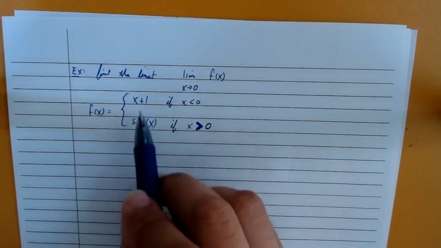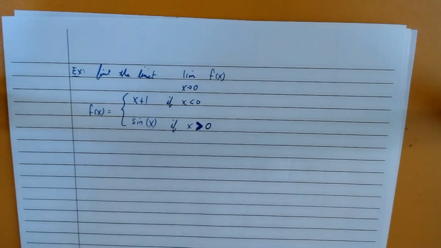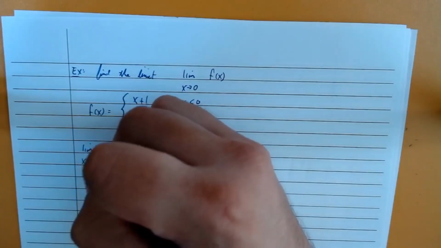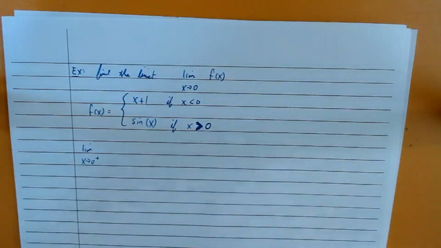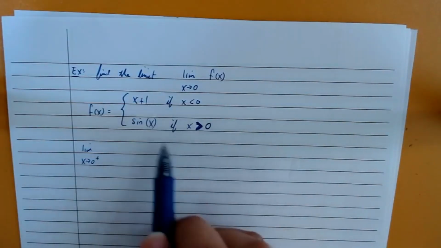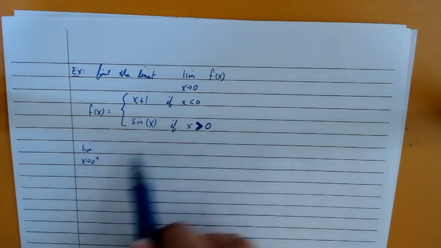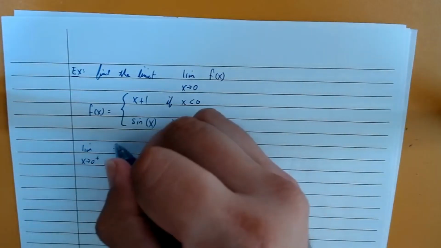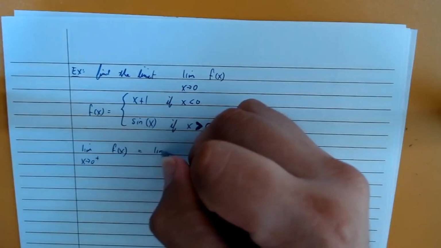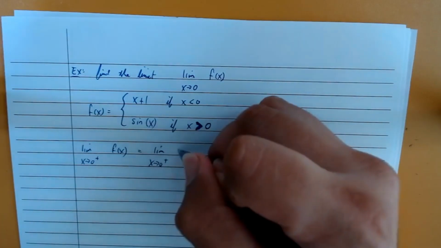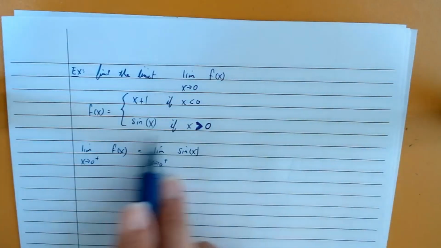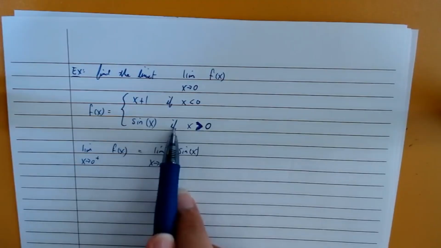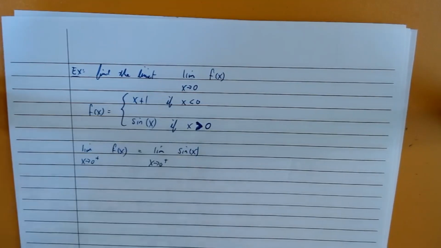Now, notice here, this is not a single function. It changes depending on what side of 0 you're on. So here, let's go ahead and find the limit as x approaches 0 from the right. Okay, well, if you're coming in from the right, that's this function. Because from the right, you need x to be greater than 0, which is this right here. So that's going to be the limit as x approaches 0 from the right of the sine of x. And we have to use that one because we want to come in from the right. If you were to the left of 0, this would be the function you're using.